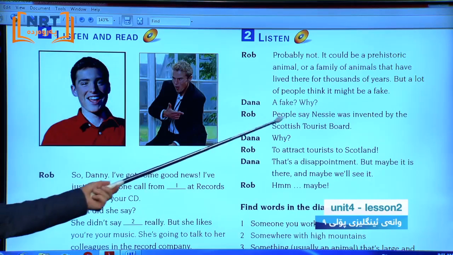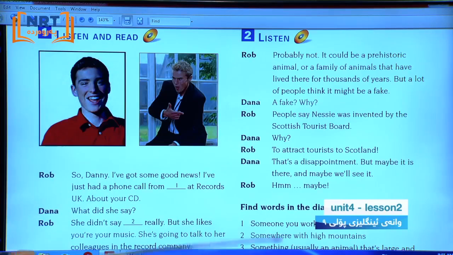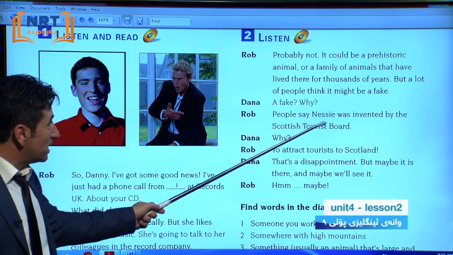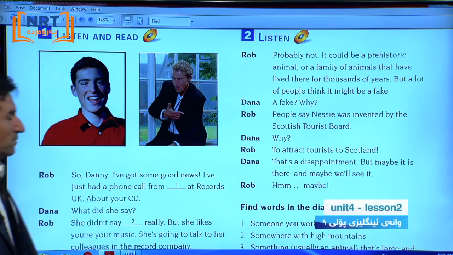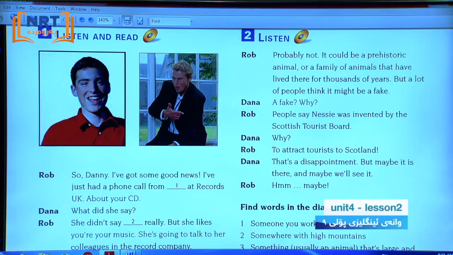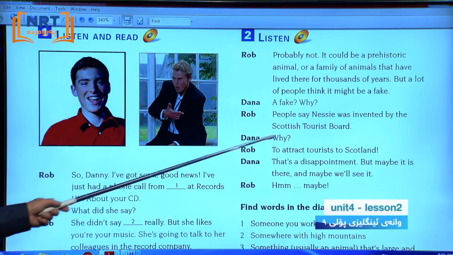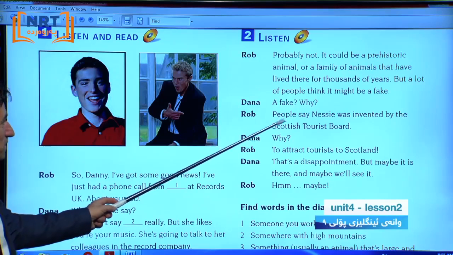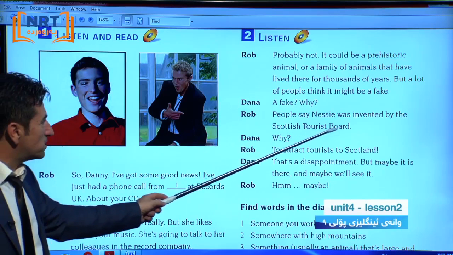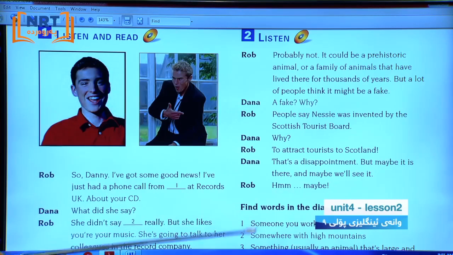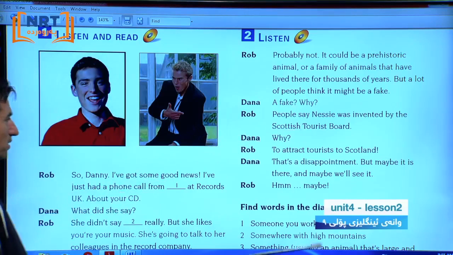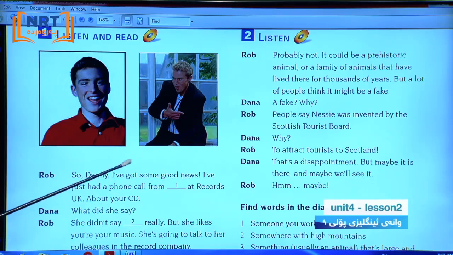A fake? Why fake? People say Nessie was invented. Look, Nessie was invented by the Scottish Tourist Board. Okay? By whom was it invented? It was invented by the Scottish, okay, pay attention, this is important, Scottish Tourist Board. Why did the Scottish Tourist Board invent this news about Nessie, Loch Ness?